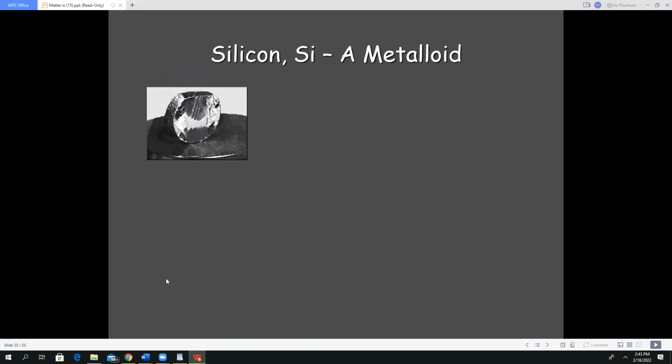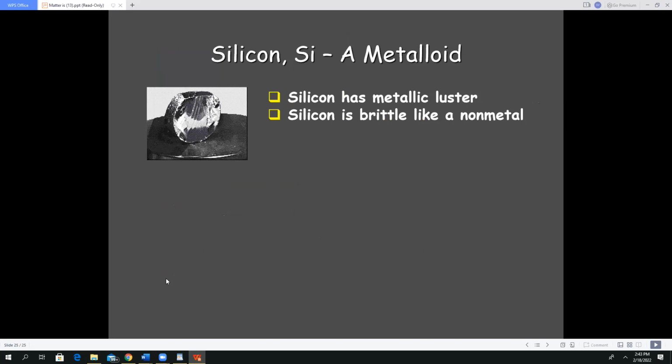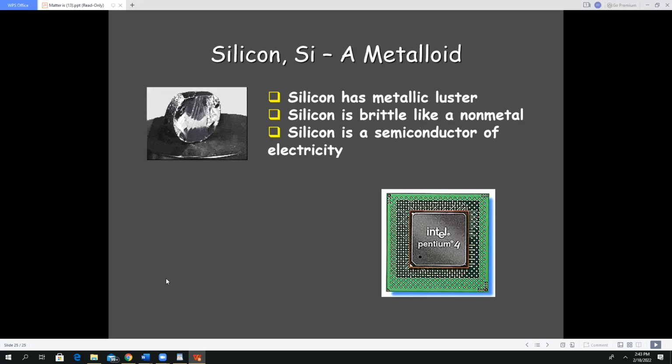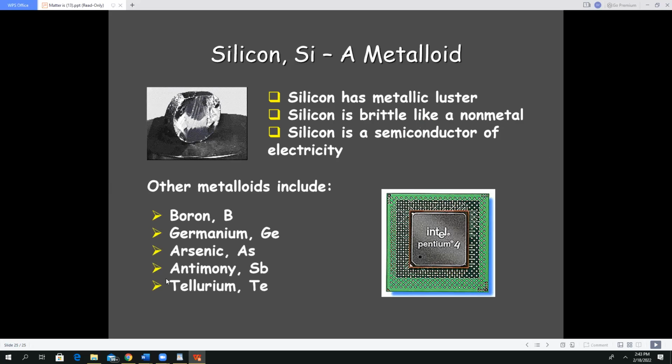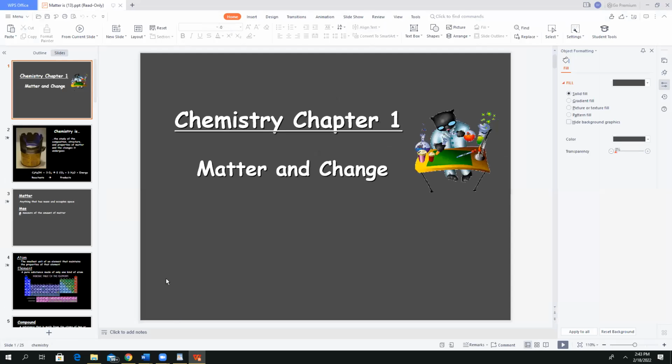And here's an example of one. Look how pretty it is. That's silicon. Silicon's shiny, right? Metallic luster. It is brittle like a nonmetal. It is a semiconductor. It makes these little guys. The reason why we can actually hold class like this is because of this metal called silicon. I mean, metalloid called silicon. And here are the other ones that are more popular. And that's it. All right.